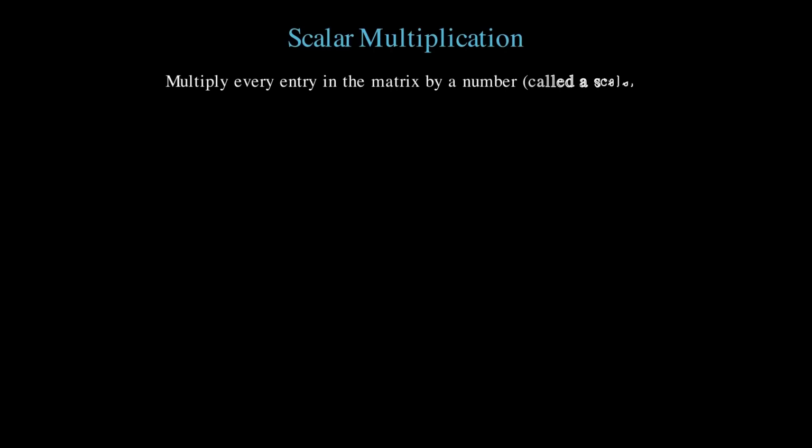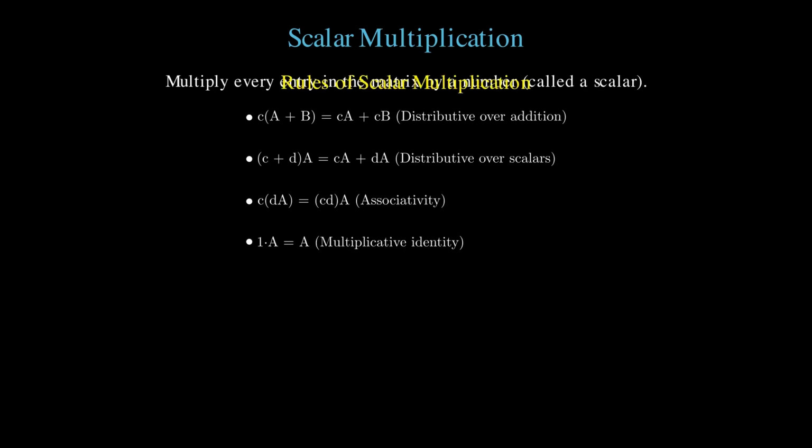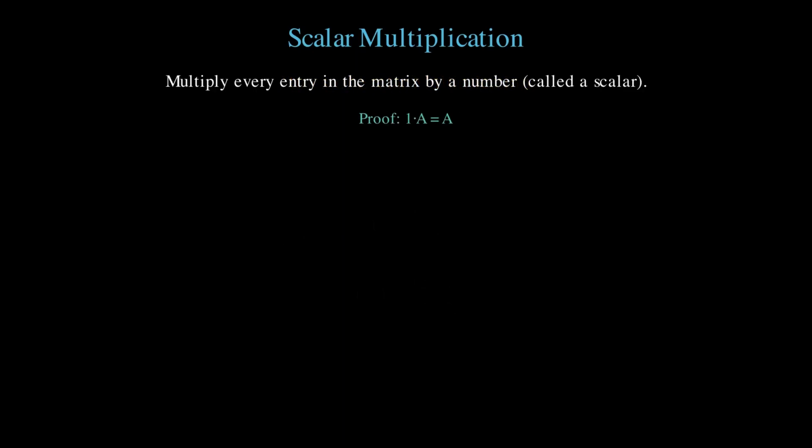Scalar multiplication means multiplying every entry in the matrix by a number, called a scalar. For example, multiplying matrix X by 3 scales every element. Here are the rules of scalar multiplication. Let's prove a few of them. Here's matrix A. Multiplying it by 1 gives the same matrix. So, 1 times A equals A.